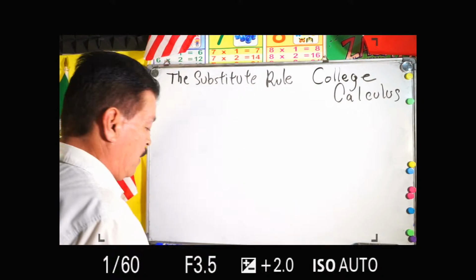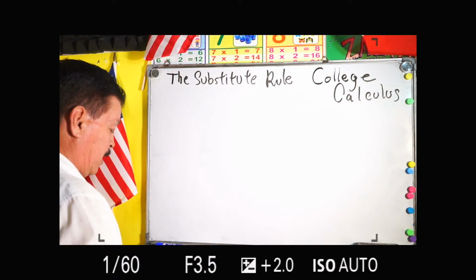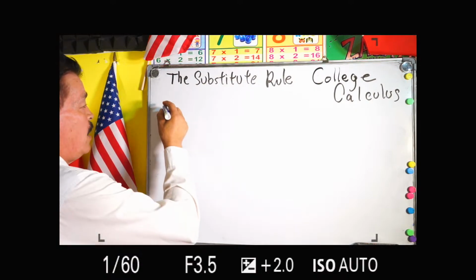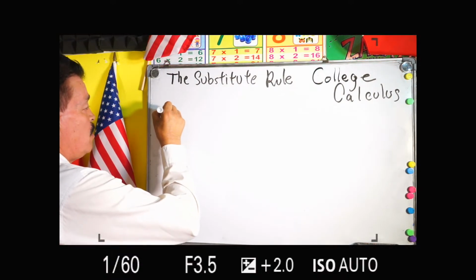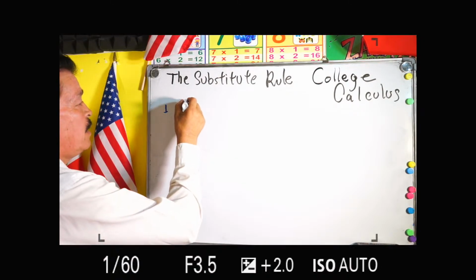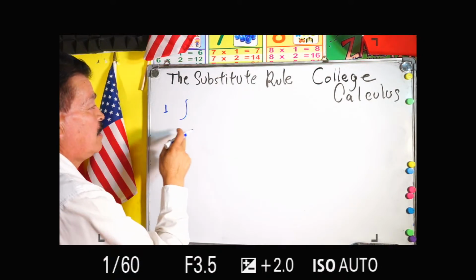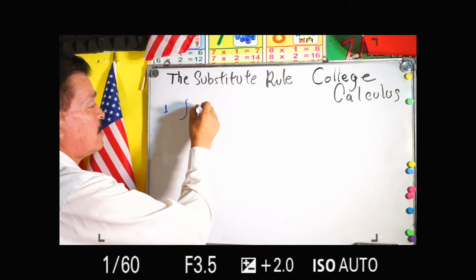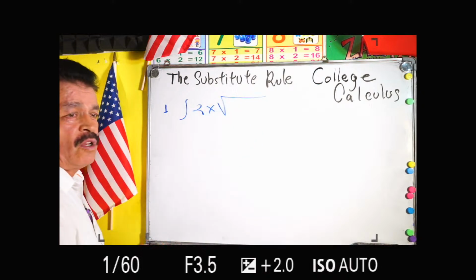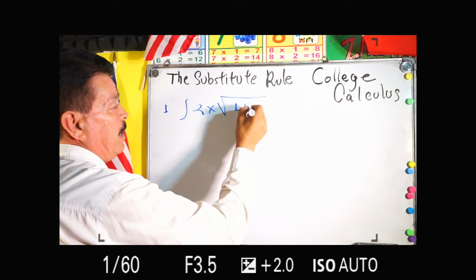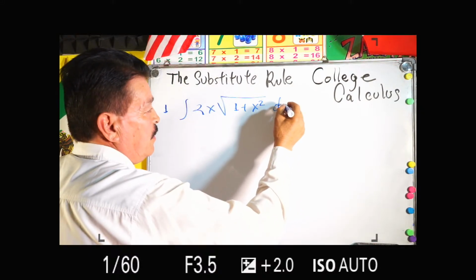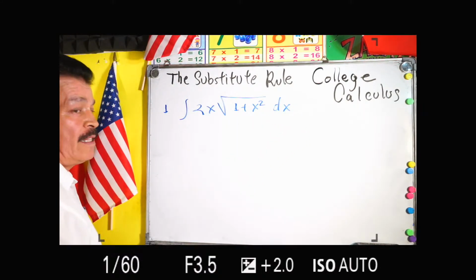The first step. To understand the substitution rule, for instance, step 1: we have the integral of 2x times the square root of 1 plus x to the second power, dx. Okay, this is number 1.